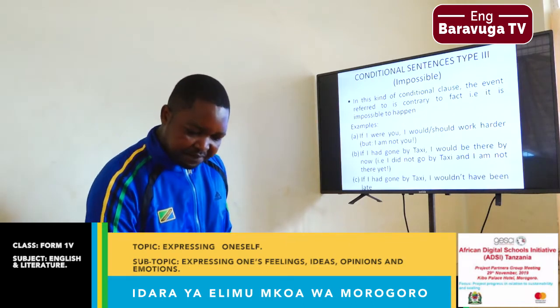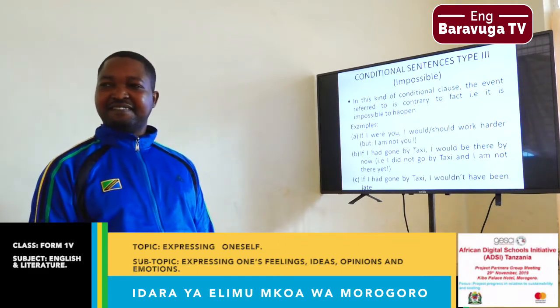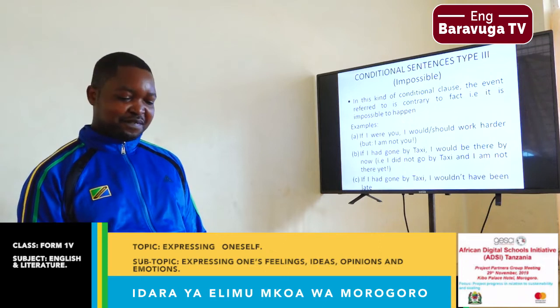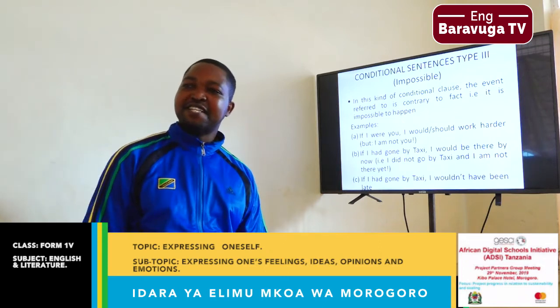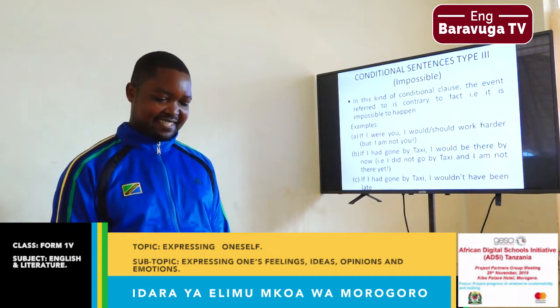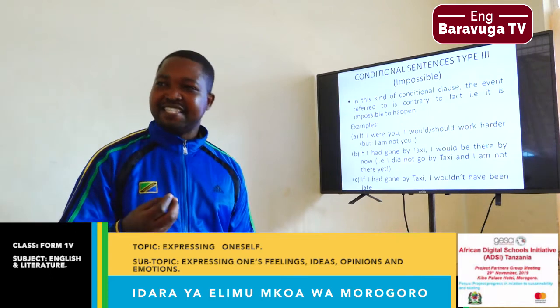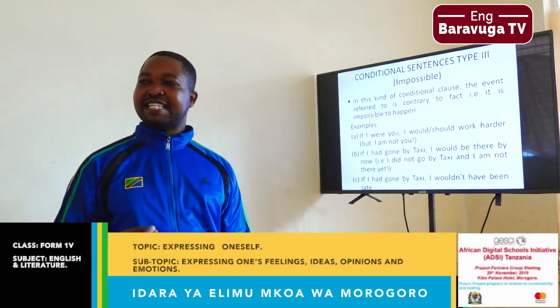If I had gone by taxi, I wouldn't have been late. Still, we talk of an impossible event to happen. If I had gone by taxi, it means I didn't go with the taxi. I wouldn't have been late. So it's just like if it happened, but it didn't happen.